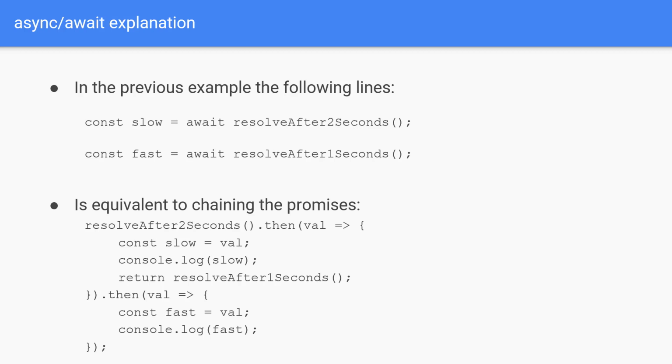In the previous example, the following lines of slow equals await resolve after 2 seconds and fast equals await resolve after 1 second is equivalent to chaining the promises. So using a resolve after 2 seconds dot then, we do something, and our return value for that is then another promise, which then resolves as something at the end.